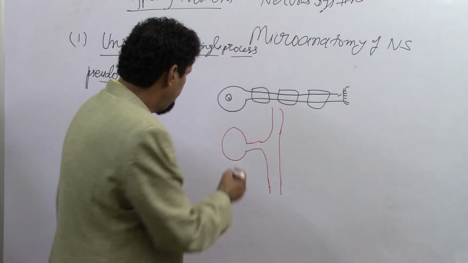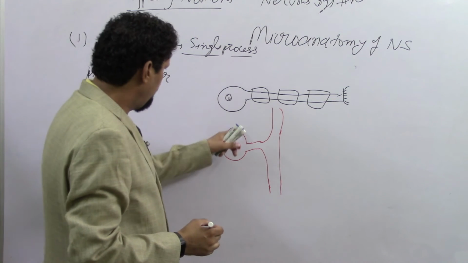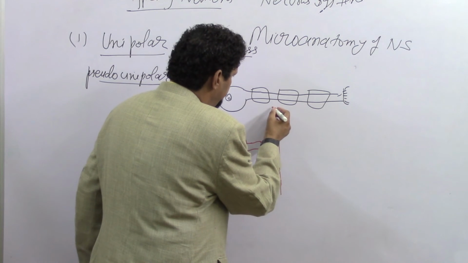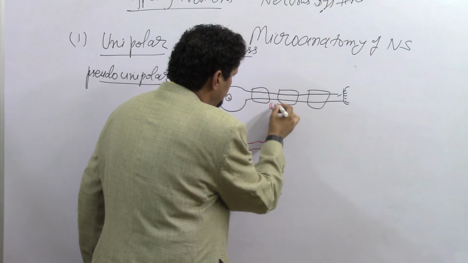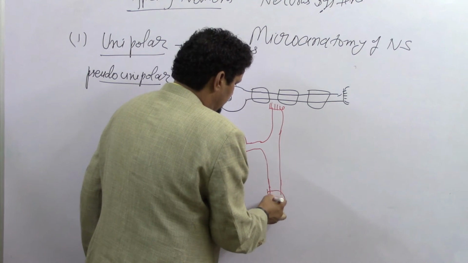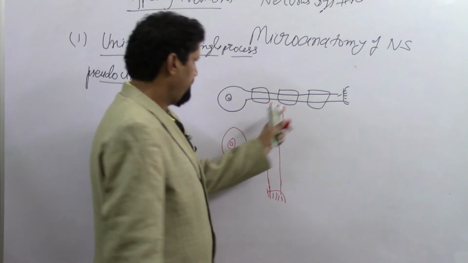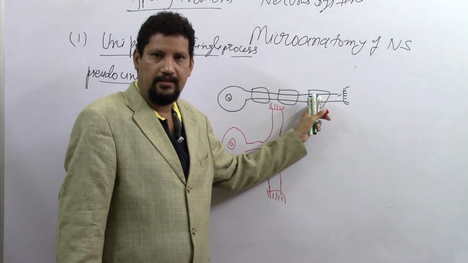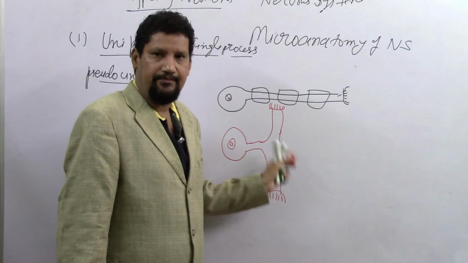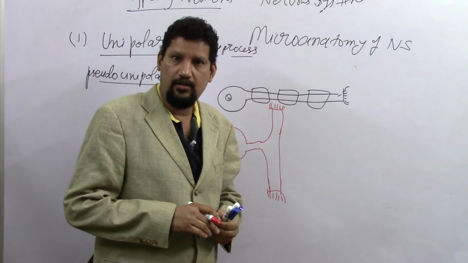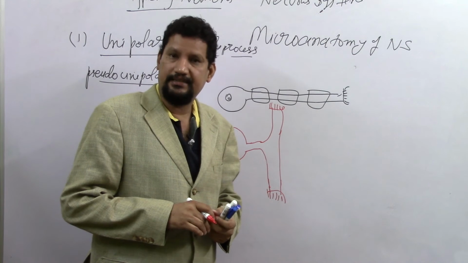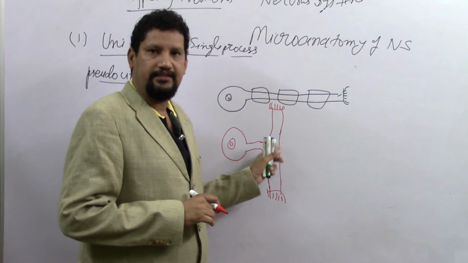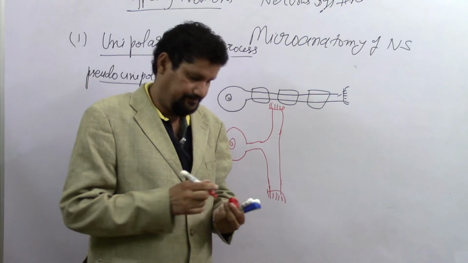So it has a nucleus, and the cell body or soma is again circular or round in shape, and it has a peripheral process and a central process. This type of neuron is seen in the mesencephalic part of the trigeminal nucleus complex, and this type of neuron, known as unipolar or pseudo unipolar, is seen in the dorsal root ganglion of all spinal nerves and the sensory ganglion of the cranial nerves.